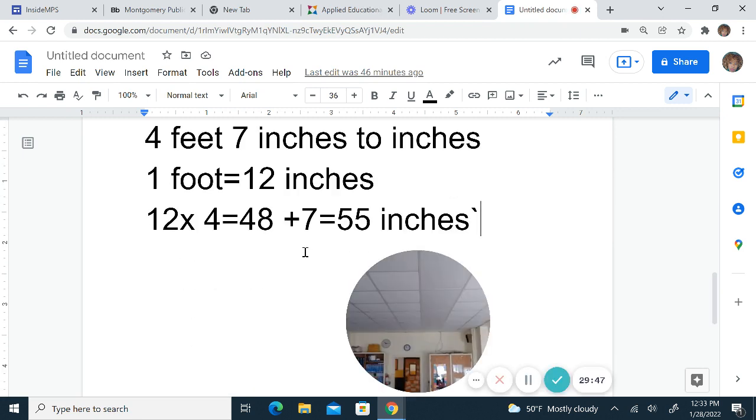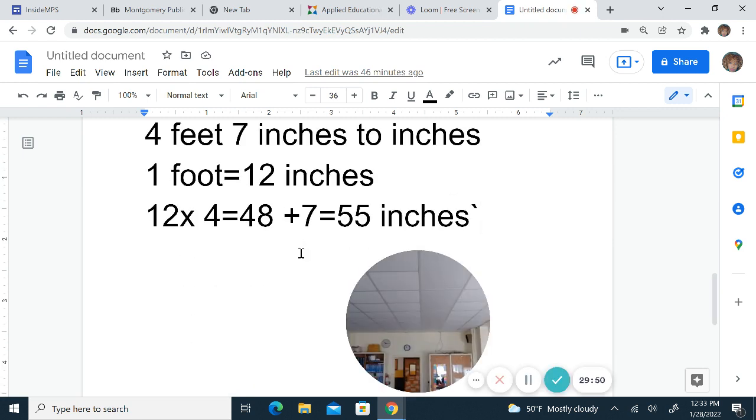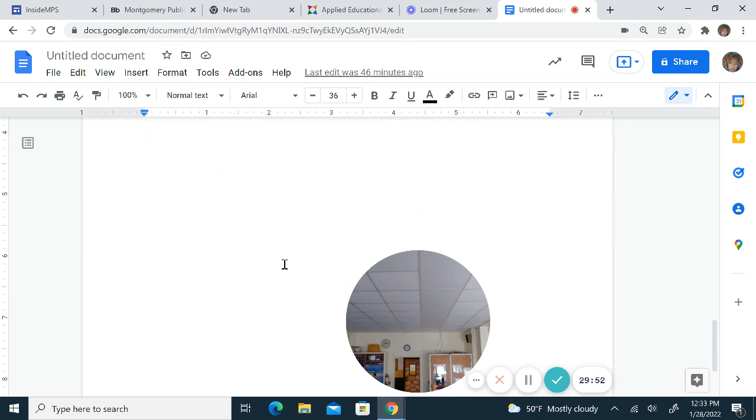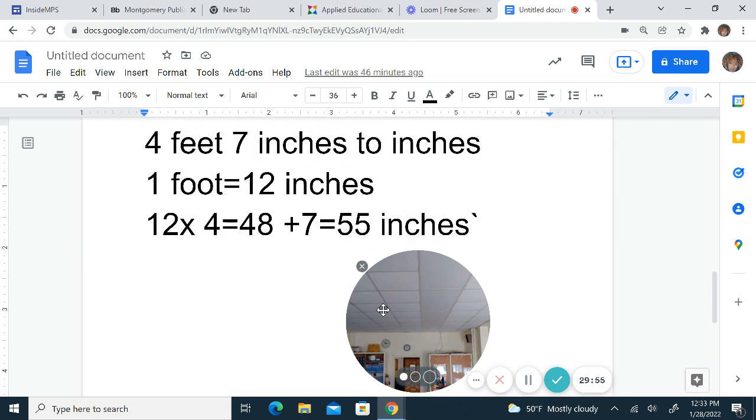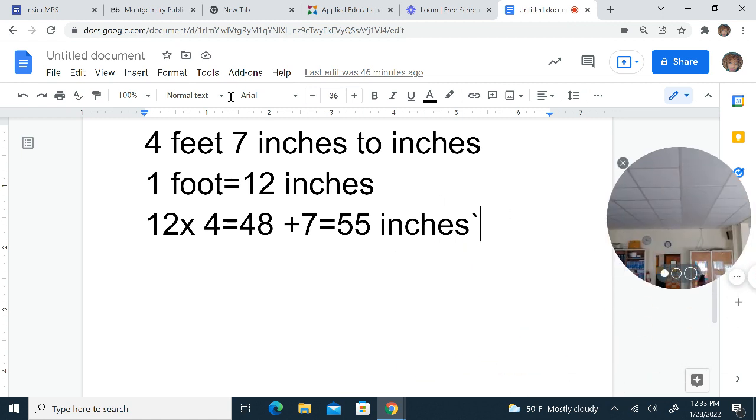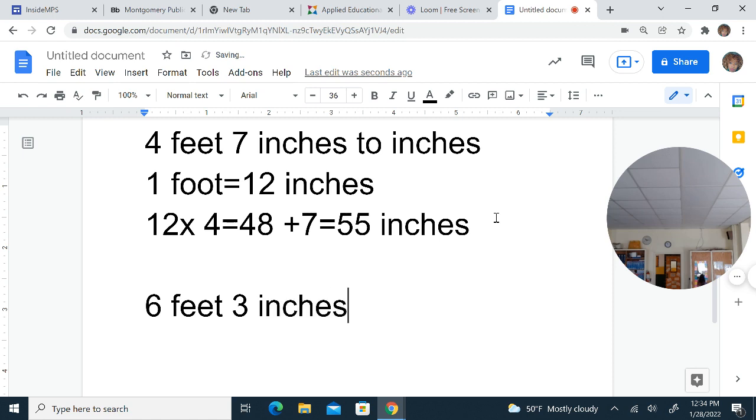Anybody need to sit? You got to sit down? No? Okay. Hold on. You need a what? What do I need? All right, so it's 6 feet and what? 6 feet and 3 inches to inches. I think so. I don't know. I don't have the paper for me. I just seen you say 6 feet. Is the answer 75? Yes.